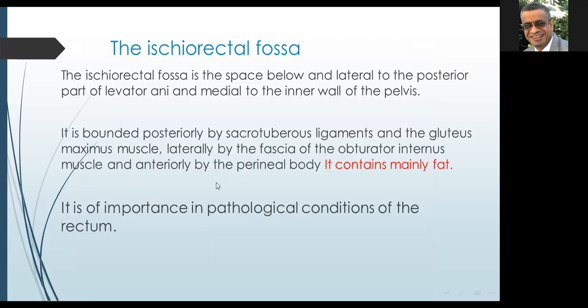Now we have an important location in the pelvis, which is the ischiorectal fossa. The ischiorectal fossa is the space below and lateral to the posterior part of levator ani and medial to the inner wall of the pelvis. It's bounded posteriorly by the sacrotuberous ligament and the gluteus maximus muscle, laterally by the fascia of the obturator internus muscle, and anteriorly by the perineal body.